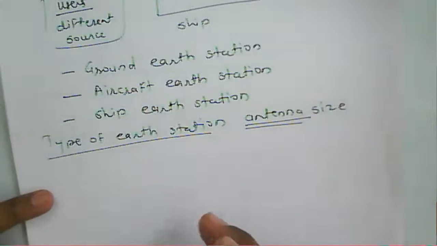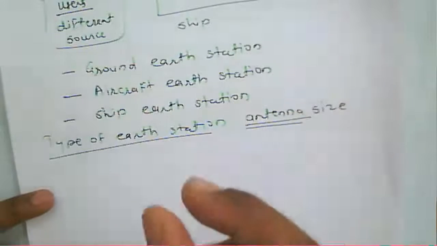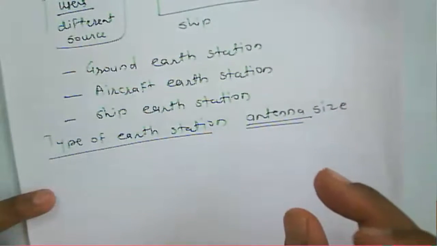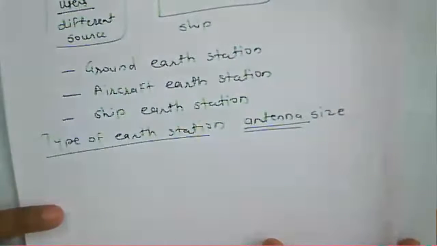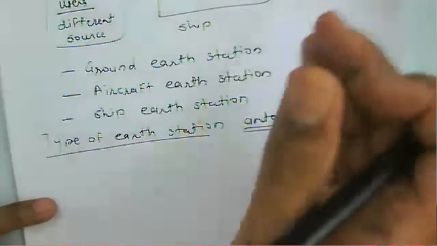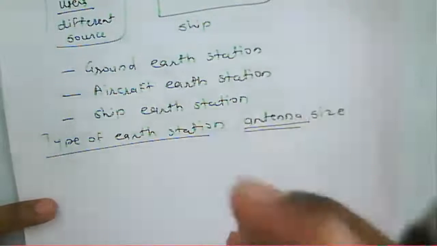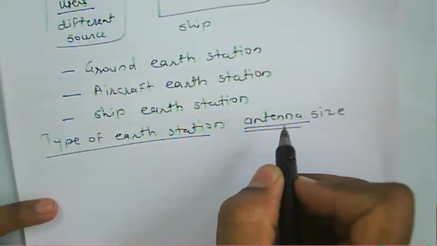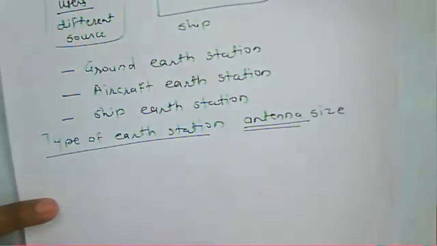So we can consider the antenna, whether it is large or small, but again the subsystem components present in an earth station remain constant, or remain the same, irrespective of the size of the antenna or the size of the earth station.